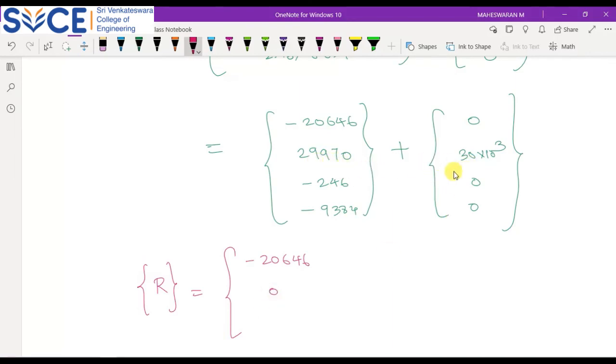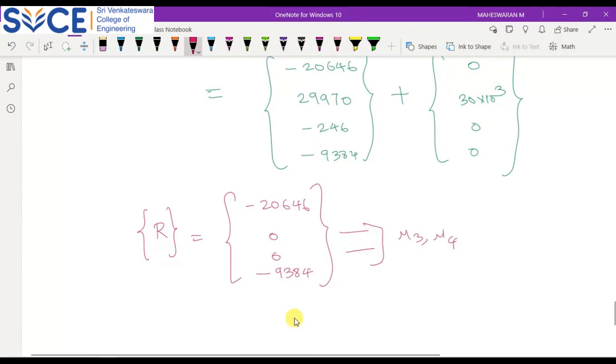right? You can see here, and this will also be approximately 0, with the remaining being minus 9384. So whenever you have a deflection, you don't have any reaction. These two have U3 and U4 deflections, so that's why your reactions at these points are 0. The remaining, wherever you are fixing, there only you have a reaction. And if you add these reactions, it will be approximately equal to the value of 30 into 10 power 3.